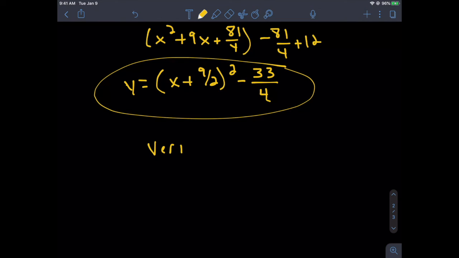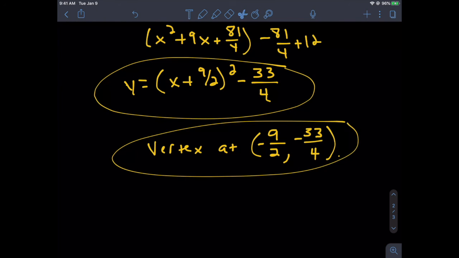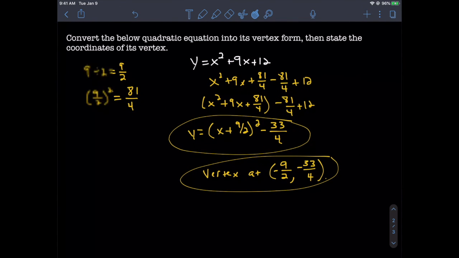Now lastly, we must also find the coordinates of the vertex. Again, our x value is going to be the opposite in value to the number in the parentheses with the x, so we write negative 9 over 2. And then the y value of the vertex is the number outside of the parentheses being added or subtracted, in this case negative 33/4. Such is our vertex. Okay, and that about does it.